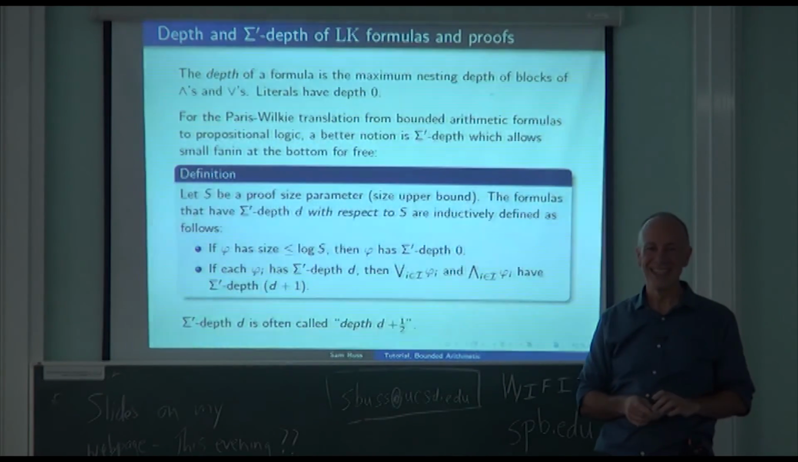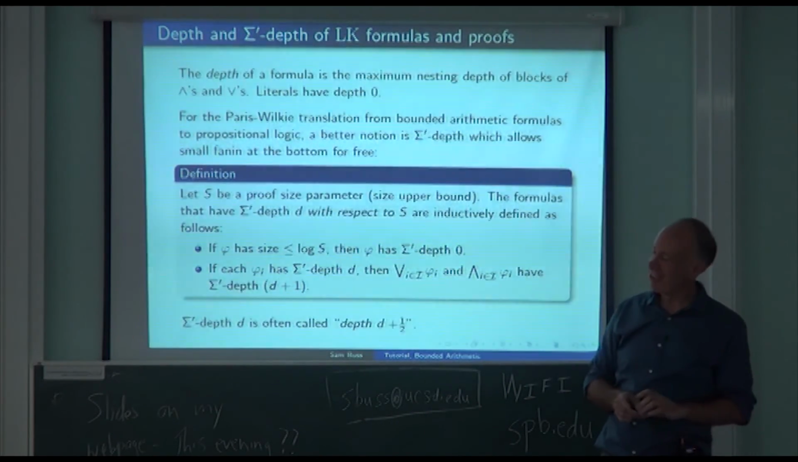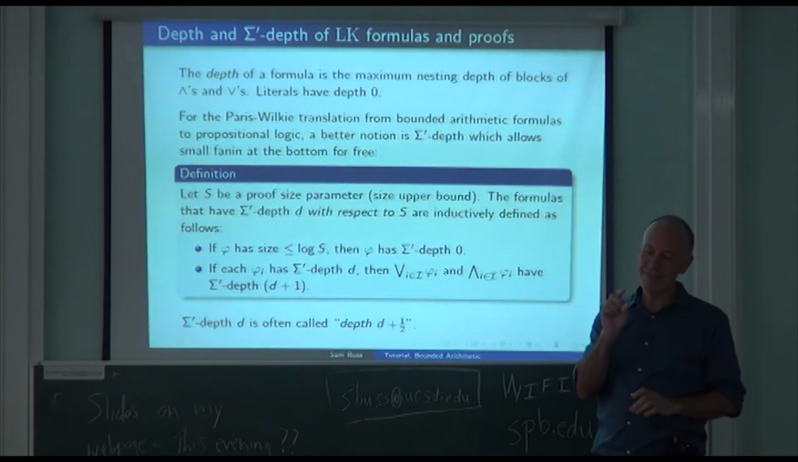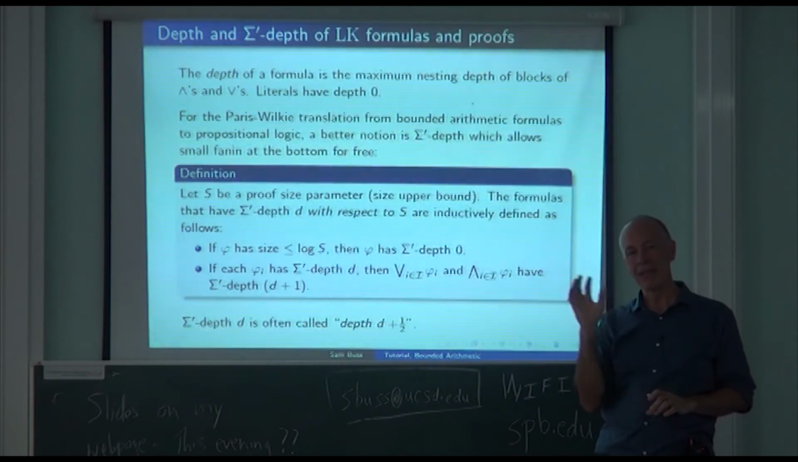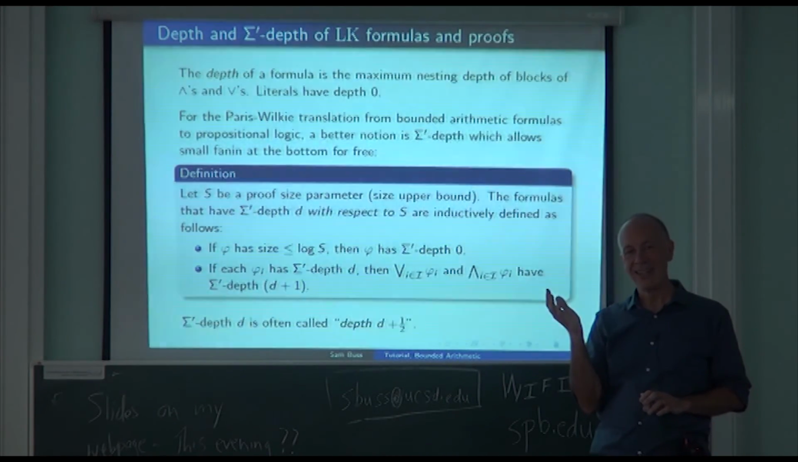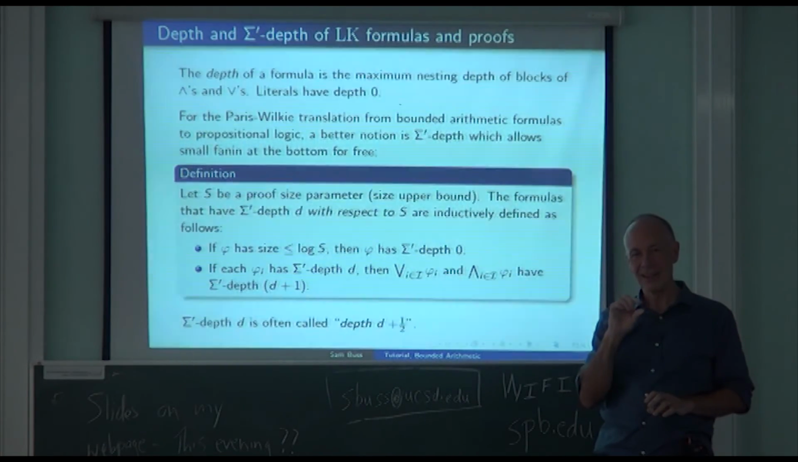Why would you want this? Because there are these pesky little sharply bounded quantifiers down at the bottom of our formulas. We want to get a tight characterization of the alternations of ands and ors from the propositional proofs that we obtained from the Paris-Wilkie translation. And the Paris-Wilkie translation is coming from formulas that have sharply bounded formulas at the very bottom. Remember, we had these strictly sharply bounded formulas.